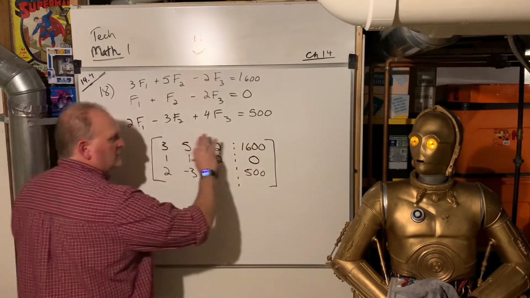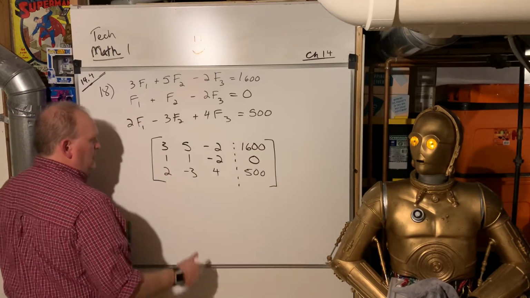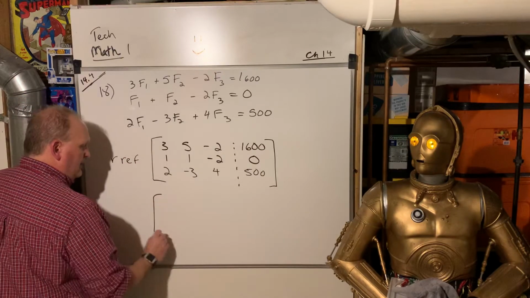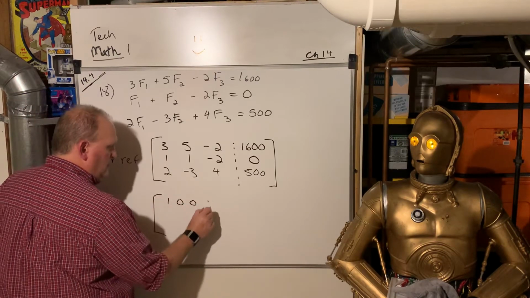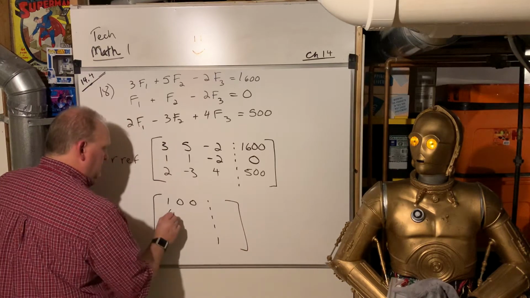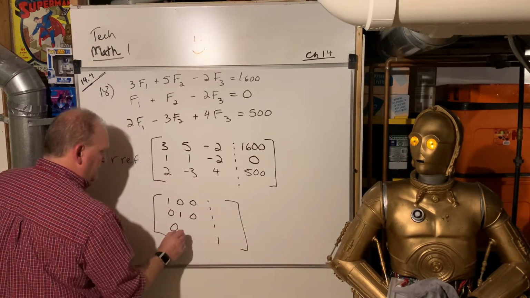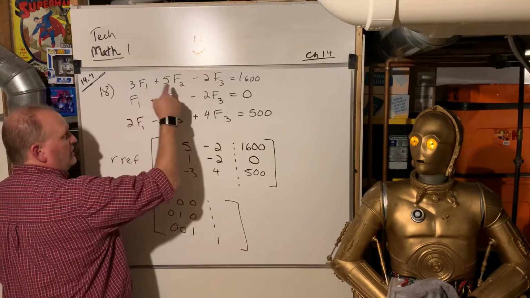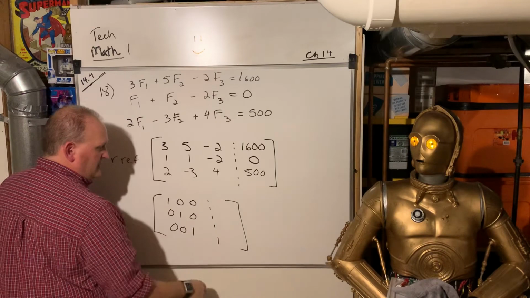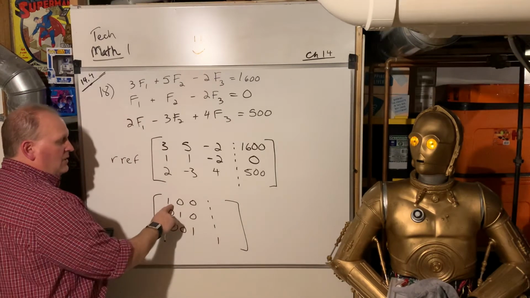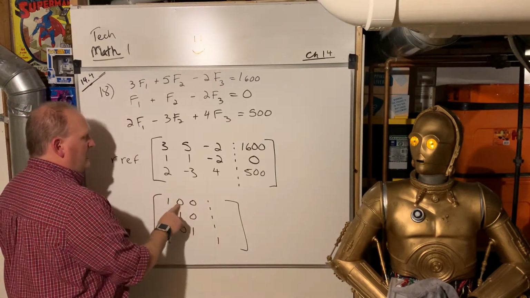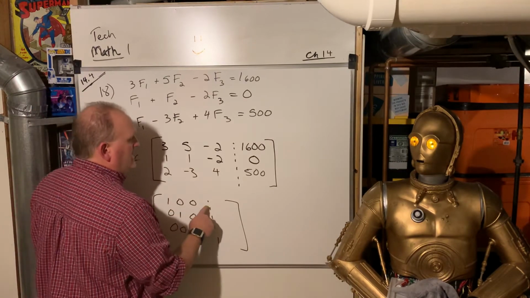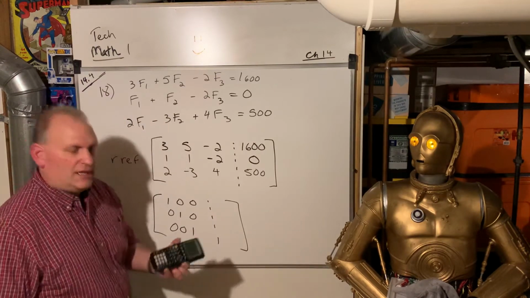So we're going to enter this into our graphing calculator and do reduced row echelon form. That's going to give us 1, 0, 0 answer, 0, 1, 0 answer, and 0, 0, 1 answer. So it'll give us X, Y, and Z, or in this case, F1, F2, and F3 right there. This means 1F1 plus 0F2 plus 0F3 equals whatever the answer is. So let's find the answer.